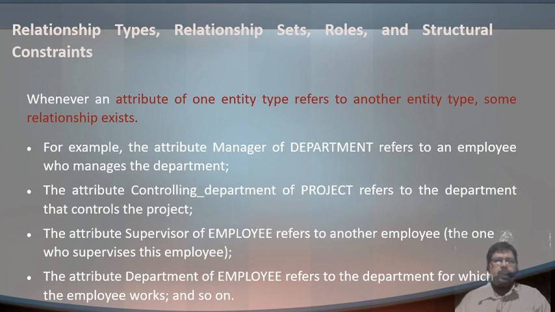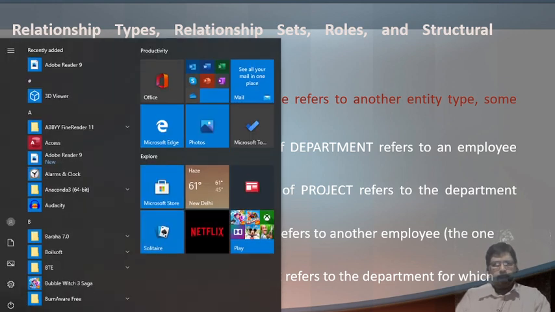Now let us understand what a relationship is. Whenever an attribute of one entity type refers to another entity type, some relationship exists. So this is a theoretical concept. I repeat again: whenever an attribute of an entity type refers to another entity type, some relationship exists. Now let us understand practically how this is happening.